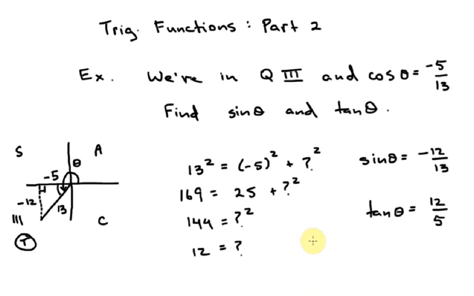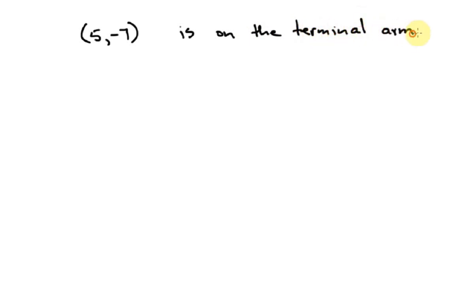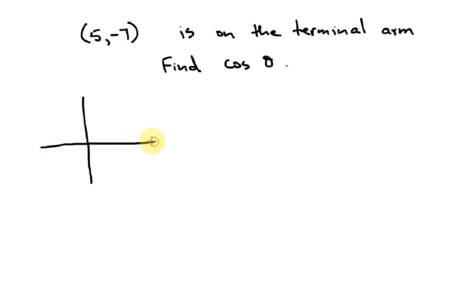All right, let's do another example. Okay, next question says that this point here, 5, negative 7, is on the terminal arm of theta. So it's on the terminal arm, and we want to try and find cos theta. Well, I'm going to get a picture. Yet again, I find if I don't draw it, I have very little to work with.